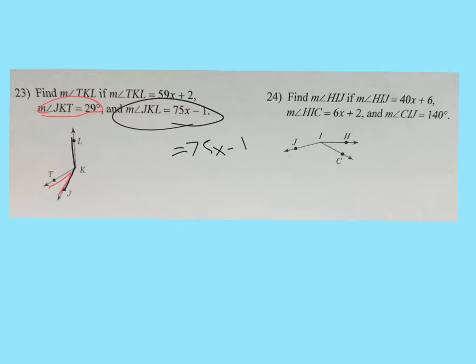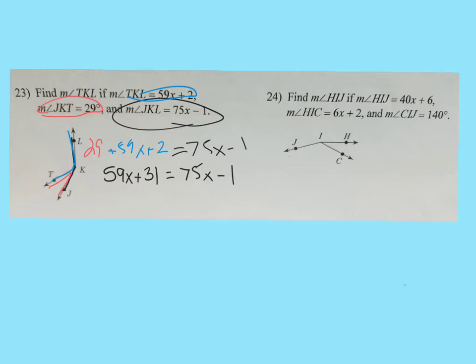So I'm going to have 29. I'm actually not going to use the degree symbol. Now my blue piece is going to be LKT, or TKL, which is 59x plus 2. So I'm going to have 29 plus 59x plus 2. Now I'm going to combine my like terms. The geometry is done, so now we're just doing the algebra part. So 29 and 2 is 31, so I'm going to have 59x plus 31 equals 75x minus 1.